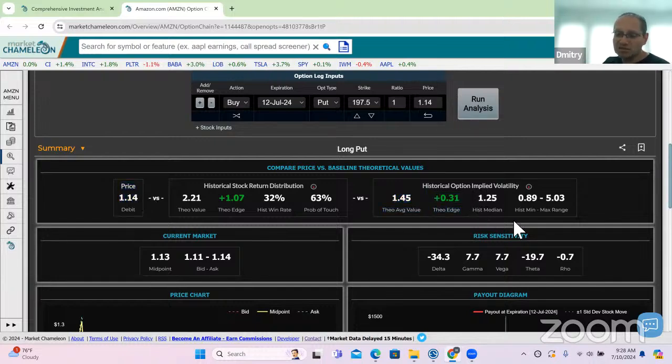What is the median? That's where half the observations are above, half below. That'll give us a $1.25 theoretical edge. And what is the range? Well, what is the low and high range, using the lowest implied vols and highest implied vols? So 89 cents to 5.03. So we could see here it's on the lower end of the historical range. But we're up at 9:30, so I'm going to stop right there.